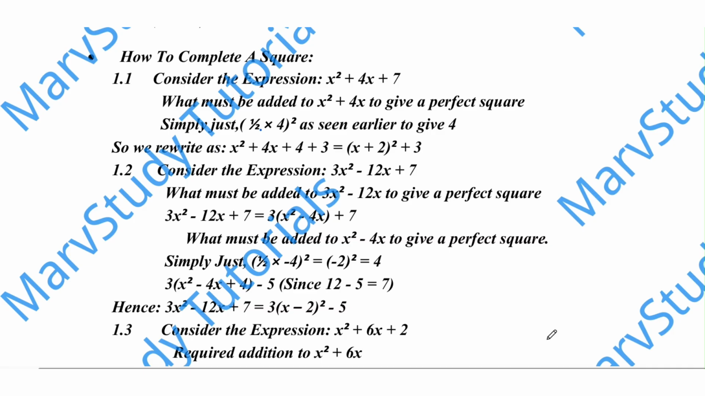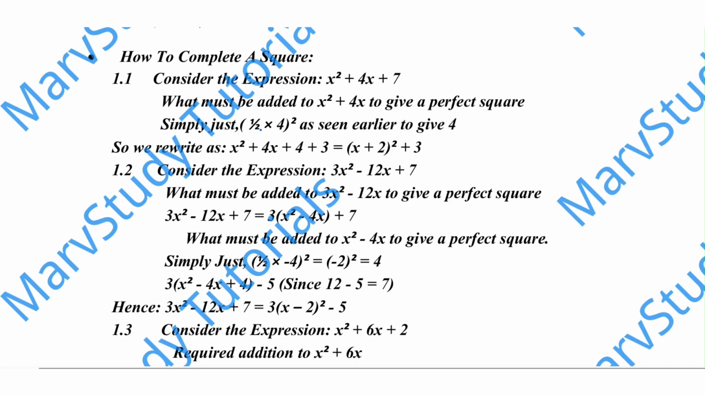Then for question number 3, you could attempt it yourself. You could pause this video and test yourself based on the knowledge you've gotten from questions number 1 and number 2. So to solve, we are required to express x squared plus 6x plus 2. That's question 1.3.